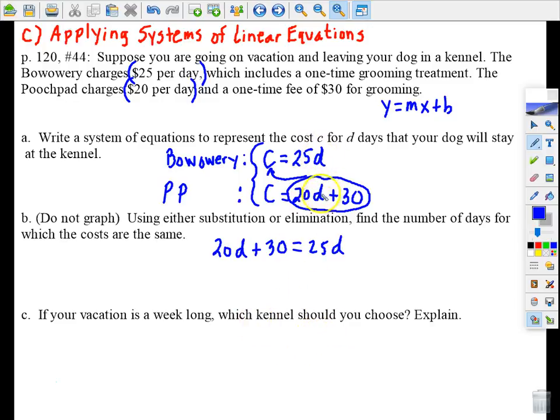Obviously, with all other factors remaining constant, you're going to choose the one that's less. So which one of these? That's pretty easy to do. If you let D be 7, obviously which one would be the lowest charge? Okay, I'll let you finish that up.